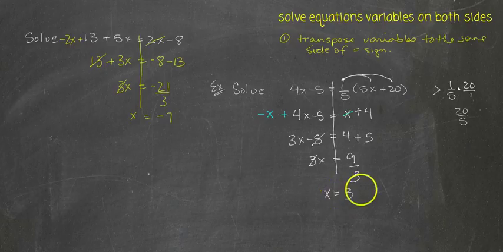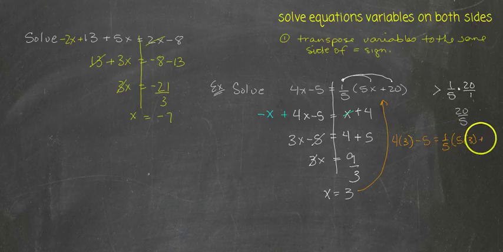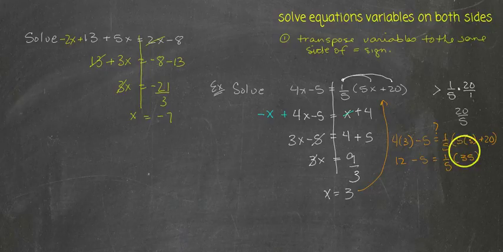So let's check that back into our original problem. It's always safe to check, at least mentally, if not by writing it down, but I'm going to go ahead and write it down. 4 times 3 minus 5 equals 1/5 times 5 times 3 plus 20. So that's 12 minus 5, and we don't know if this is equal yet. 1/5 times, well, 5 times 3 is 15, plus 20 is 35. 12 take away 5 is 7, and 35 divided by 5 is 7, so that is the correct answer.